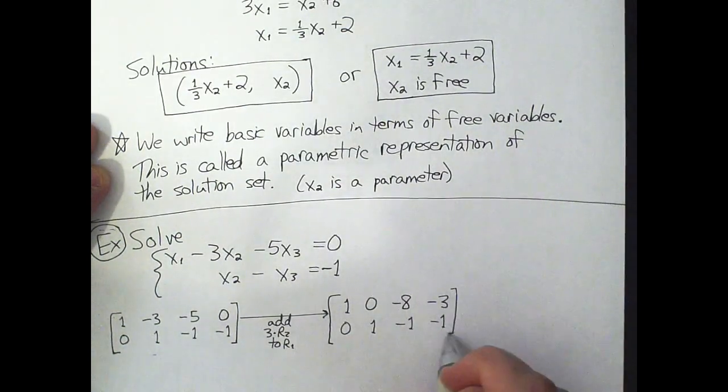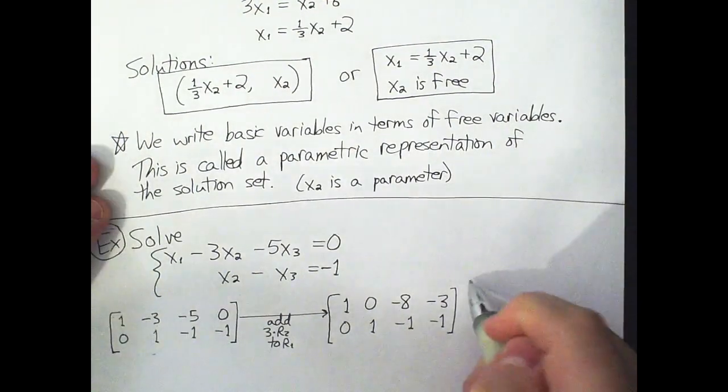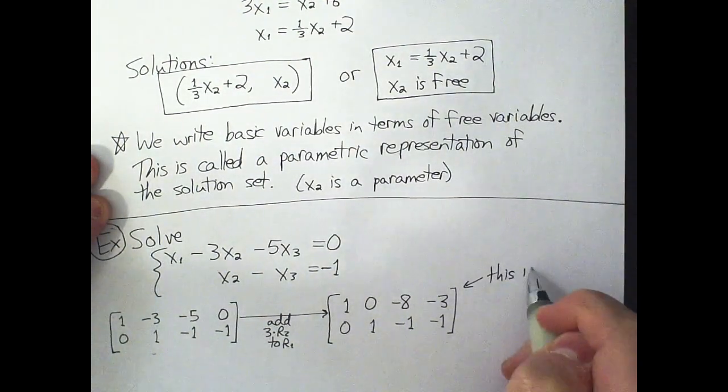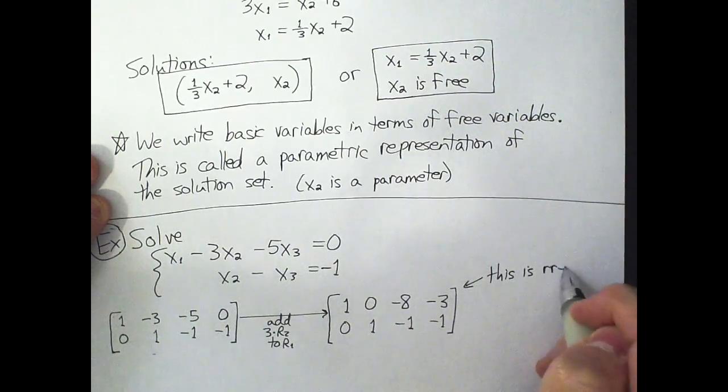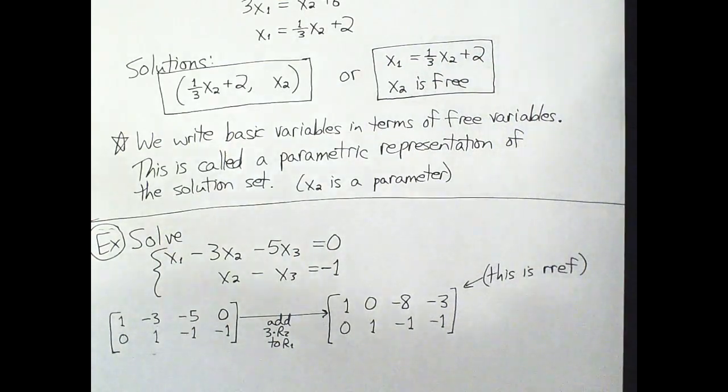Okay. Now, can we go any further? Do we need to go any further? I claim that this is reduced row echelon form. It already fit the criteria of row echelon form, but now it's reduced because every leading entry is 1, and everything above or below a leading entry is 0. So it does fit that definition.